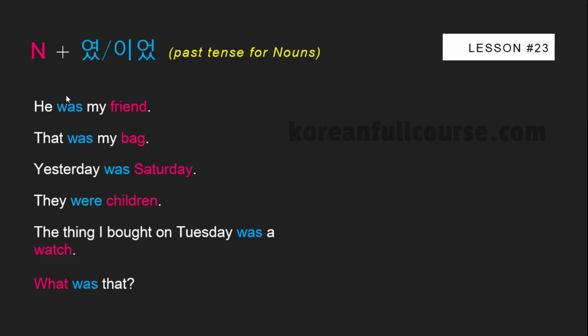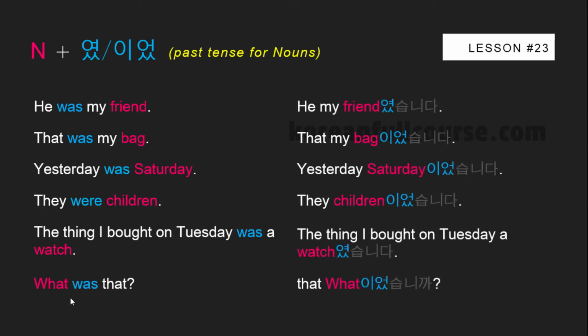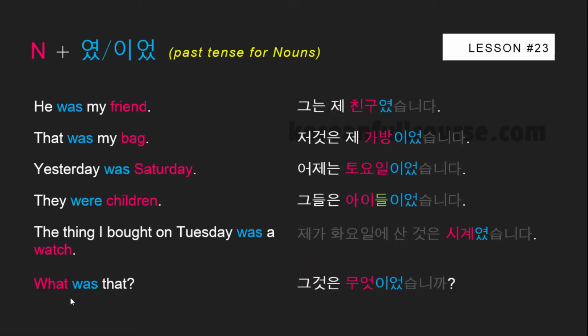You see, in English, in most cases, we put was and were before a noun, unless there is a question word in the sentence. Whereas in the Korean language, we attach yot and iot to nouns, pronouns, and question words. Pause the video and try to translate these sentences on the right-hand side into Korean. Okay, this is the solution. You can pause the video again to compare your translation with mine.